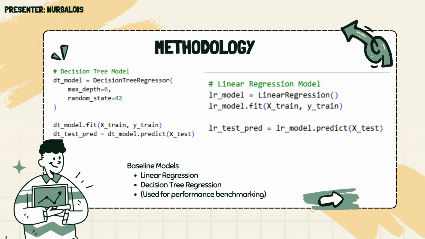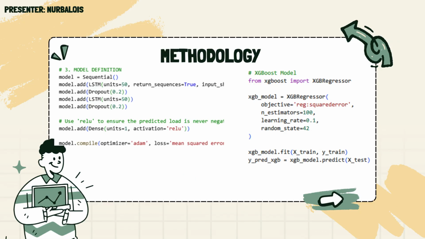Okay, so for the baseline comparison, we implemented linear regression and decision tree regression. This helped us understand the performance improvement achieved by more advanced methods. After that, we built an LSTM model with two stacked LSTM layers and dropout to capture temporal dependencies in the data. Then we train using the Adam optimizer and mean square error loss.